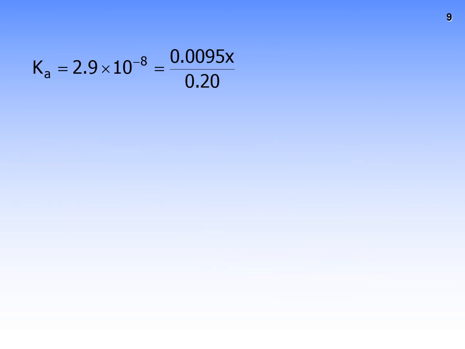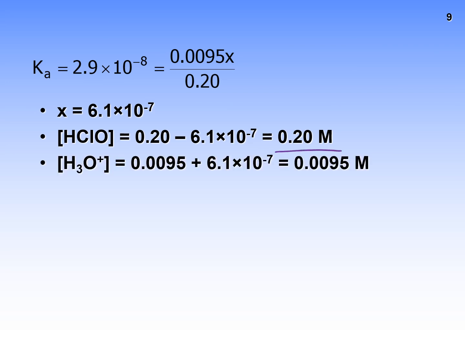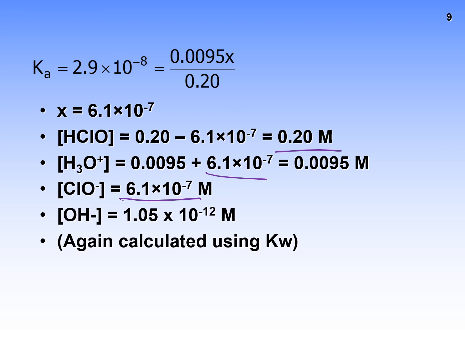So at this point, we can plug into our equilibrium row here. 0.2 minus 6.1 times 10 to the negative 7 is pretty much still just 0.2. And then H3O plus, still pretty much 0.0095, especially if you consider sig figs. ClO minus, on the other hand, is equal to x, so that's the whole reason for doing this. If you wanted to, you could again calculate OH minus in the equation from Kw, and you get a slightly larger concentration than the last example, but still, it's pretty small.